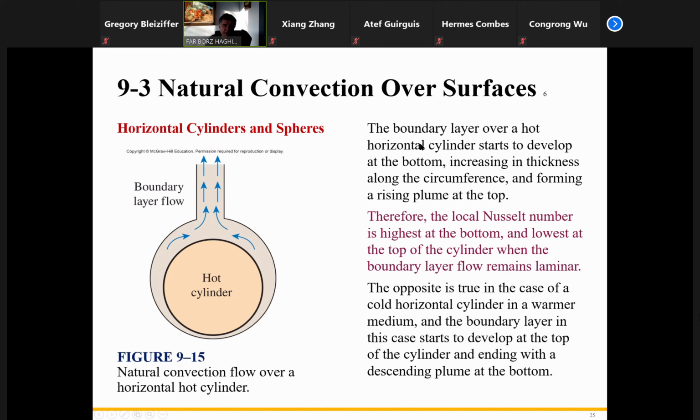The boundary layer over a hot horizontal cylinder starts at the bottom here. It increases in thickness, as you can see, as it gets here, the thickness of the boundary layer increases, and then it becomes a plume, and then goes up.